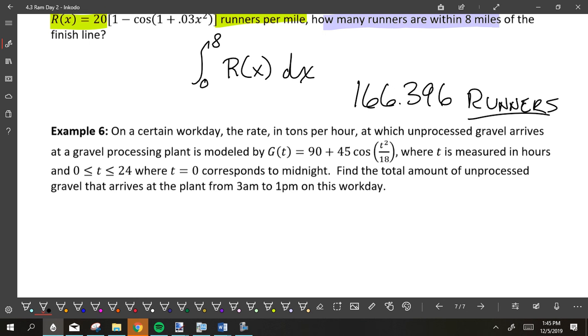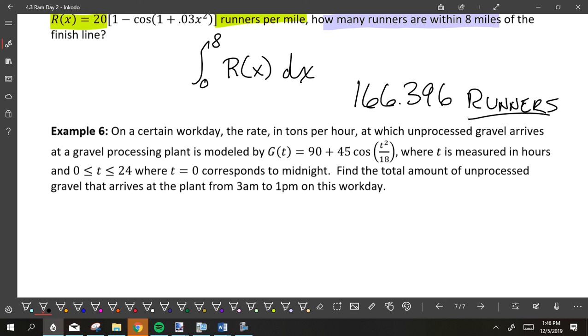On a certain workday, the rate in tons per hour at which unprocessed gravel arrives at a gravel processing plant is modeled by that equation, where T is measured in hours, and 0 is less than or equal to T is less than or equal to 24, where 0 corresponds to midnight. Find the total amount of unprocessed gravel that arrives at the plant from 3 to 1 during that workday. Go, do it with your neighbor.